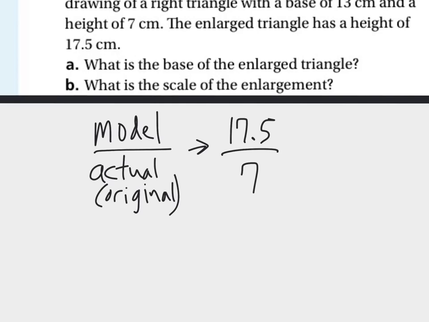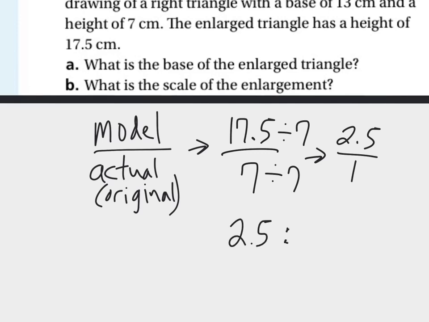When we do a scale, it's nice to have a 1. So if you divide those both by 7, we'll get 2.5 over 1. So we could say 2.5 to 1 is our scale. Which basically just means the one is 2.5 times bigger than the other one.